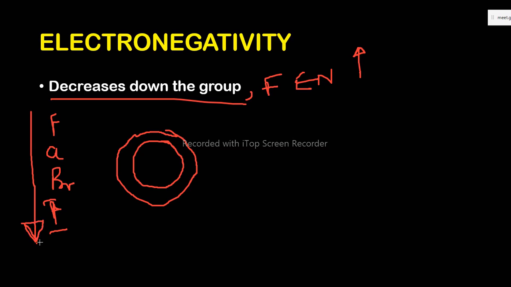And so if the sizes increase, then what will happen to the effective nuclear charge? The effective nuclear charge will decrease, decreasing the effective nuclear attraction for the bonding electrons, these two electrons that are used in formation of a covalent bond. So if you decrease the nuclear attraction for these bonding electrons, then the overall electronegativity is going to decrease.